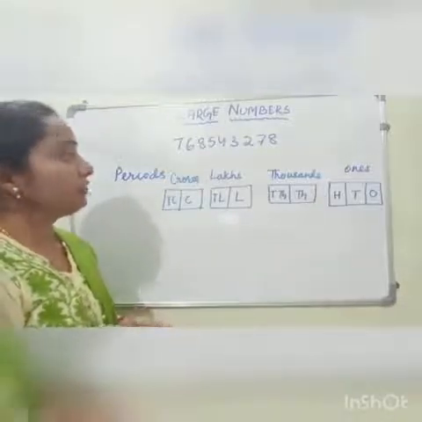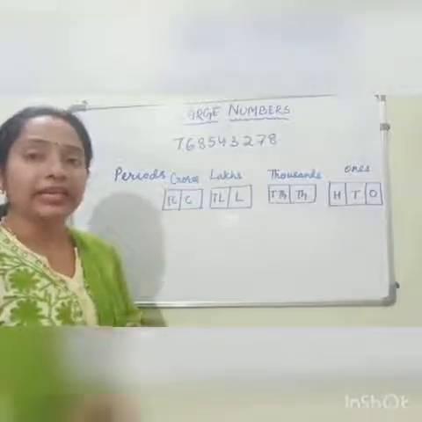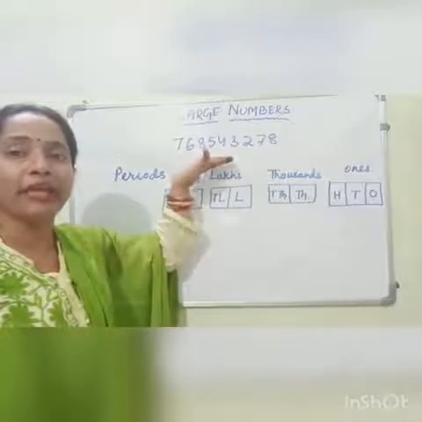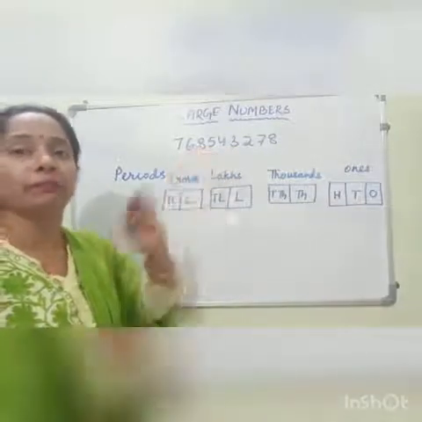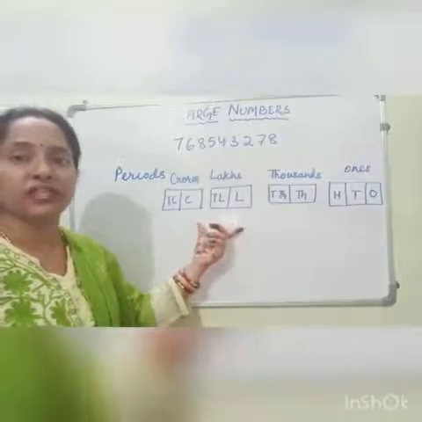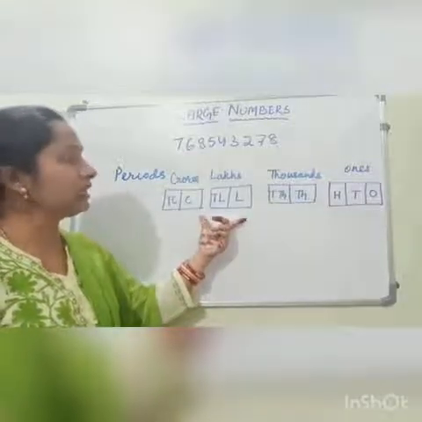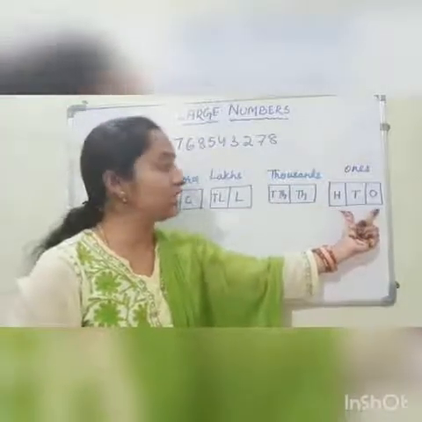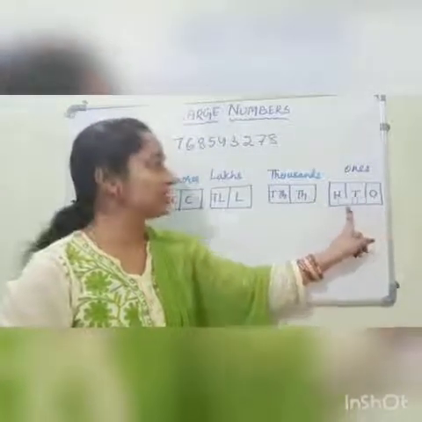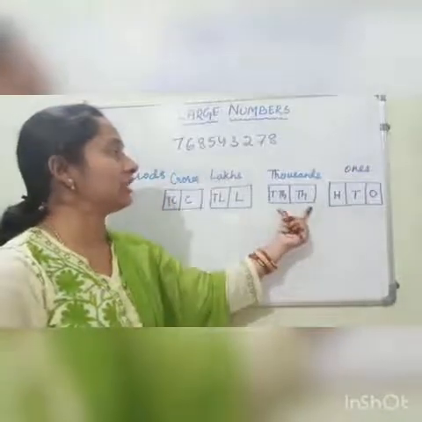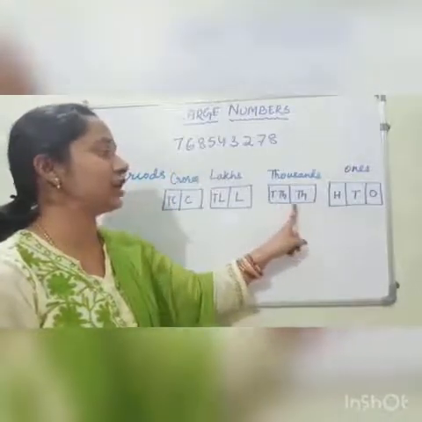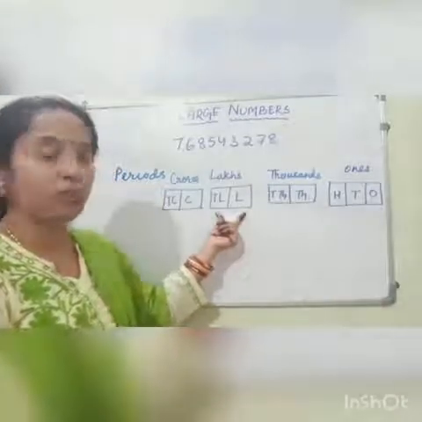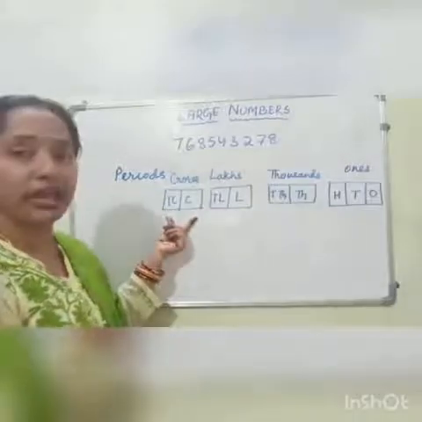Now, if we want to read or write any large number, first of all, that number should be separated by commas as per their periods. Now, if you will observe these periods of the number system, you will find that in ones period we have 3 places, that is the ones, tens and the 100 place. In thousands period we have 2 places, that is thousands and 10,000 place. And in lakhs period also we have 2 places, and in crore period also we have 2 places.